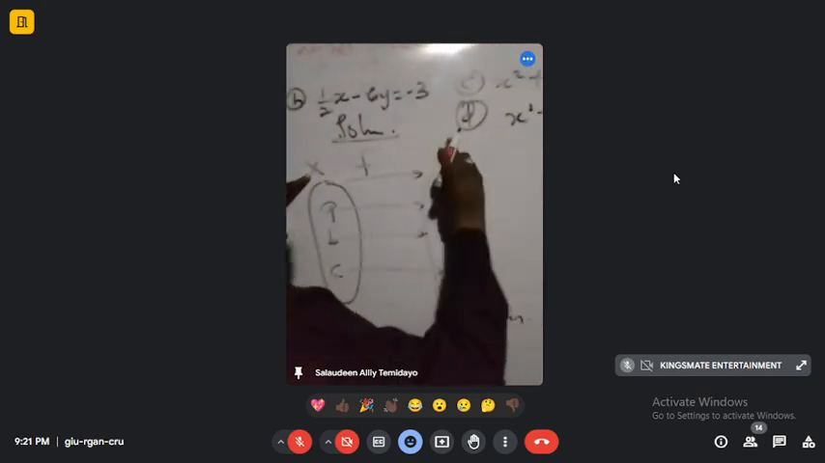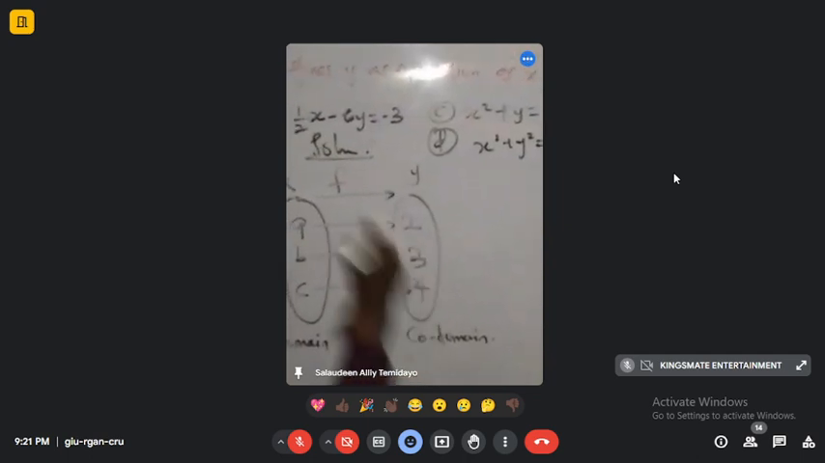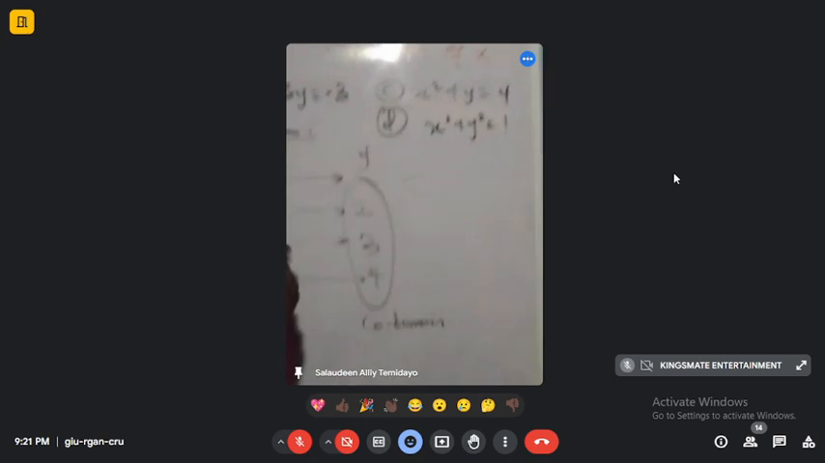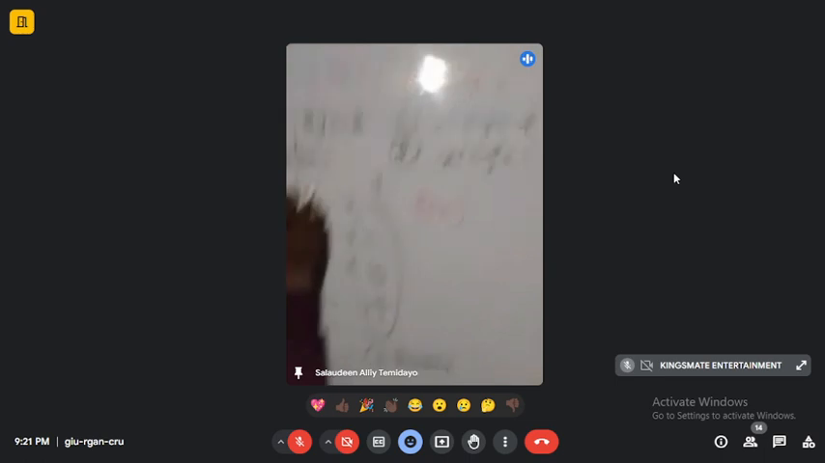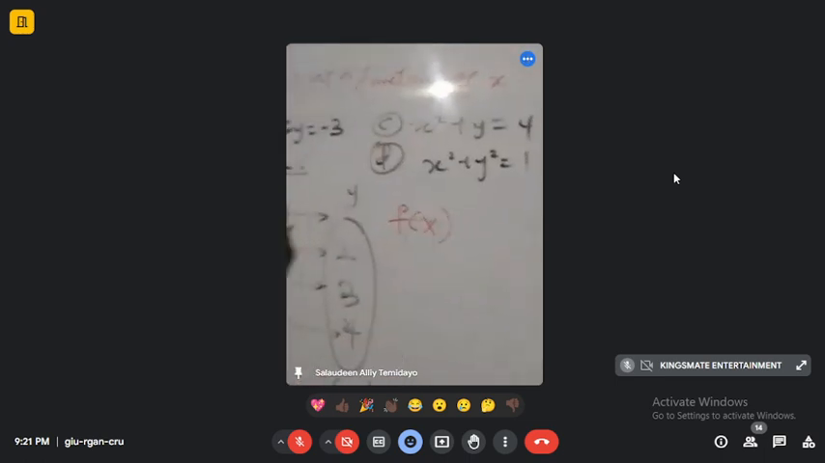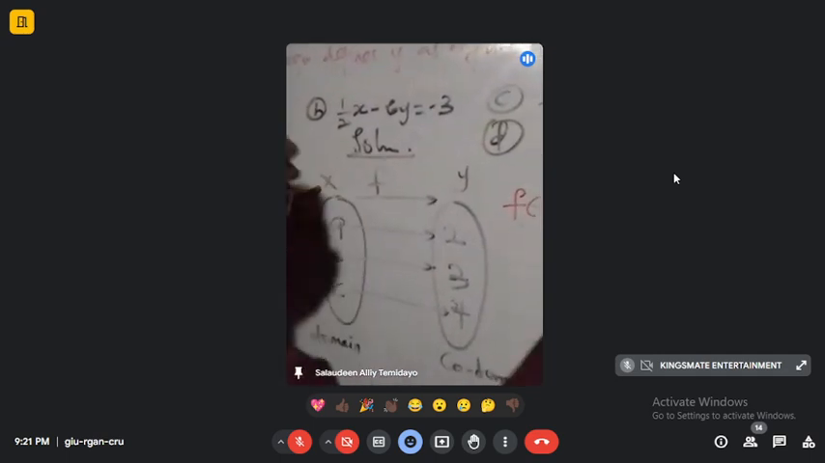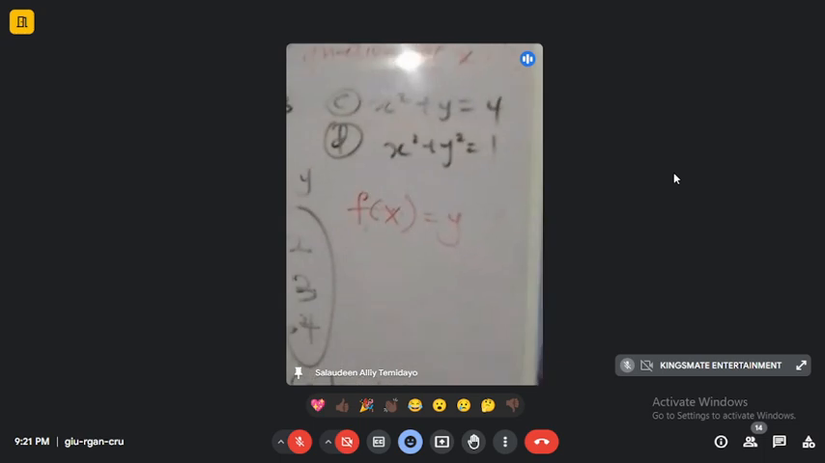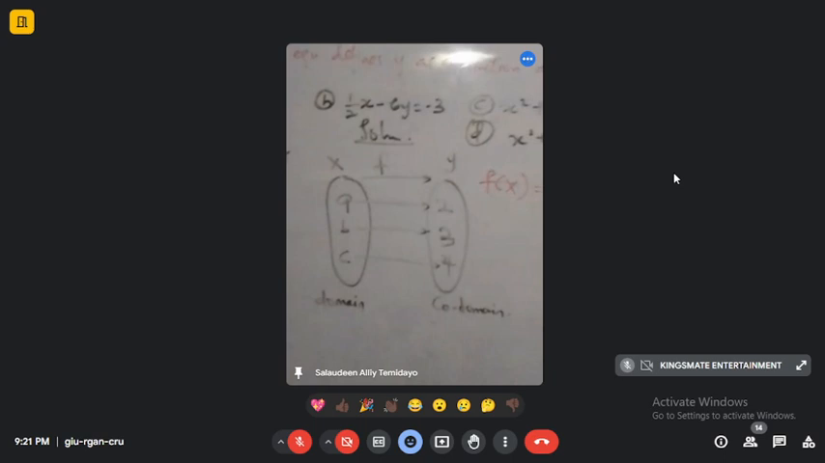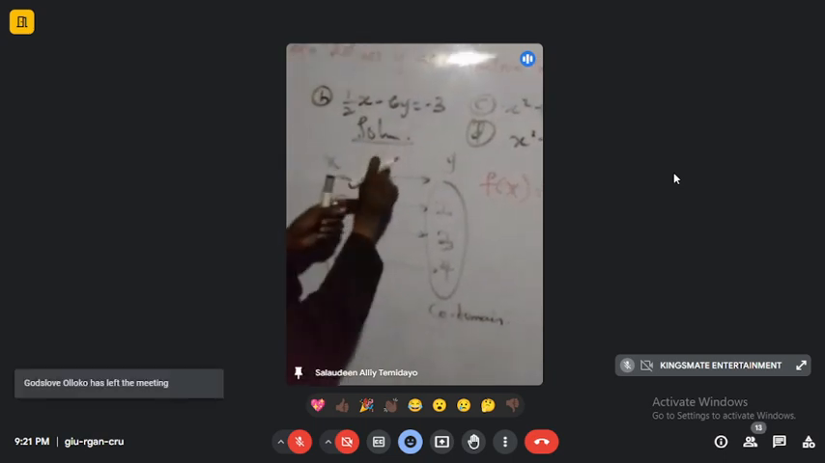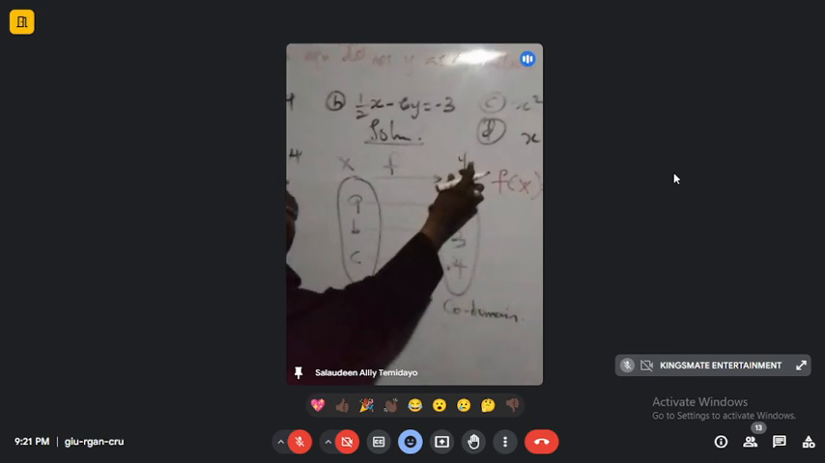So I can say that the image of the function f of x equals y. Is there someone that got what I'm explaining right here? Show me and I'll show you. The function f of x is going to give me y.